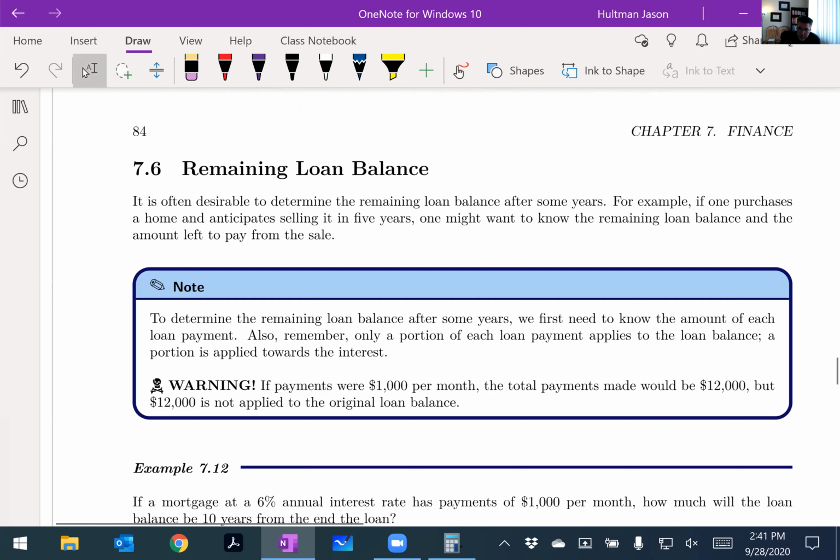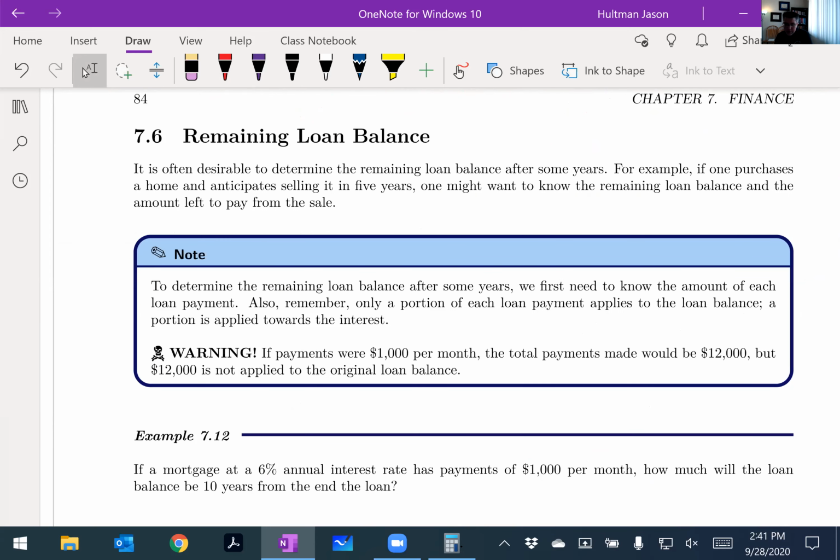Okay, remaining loan balance. Let's move into 7.6 here.